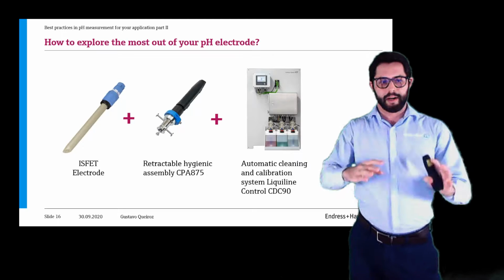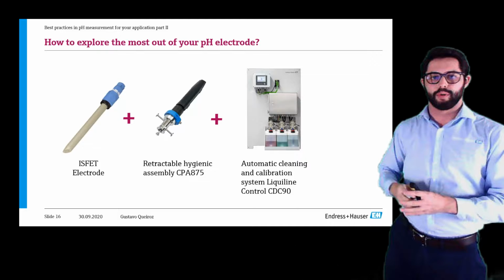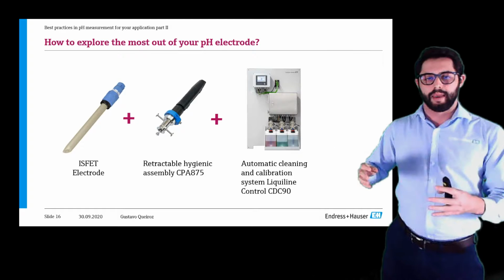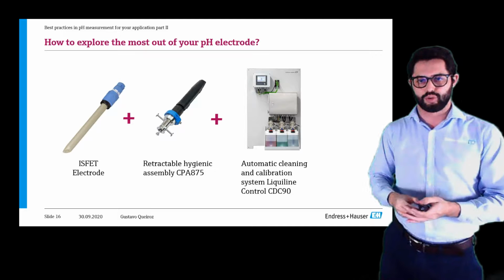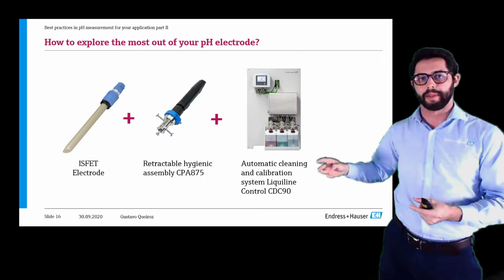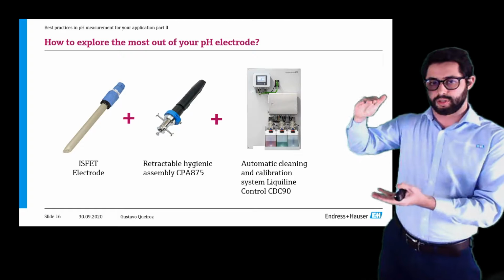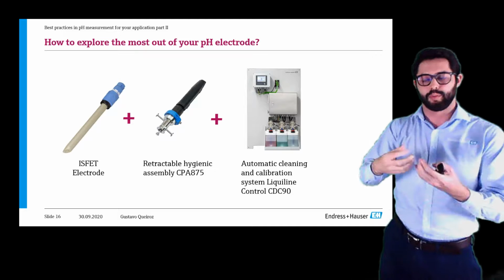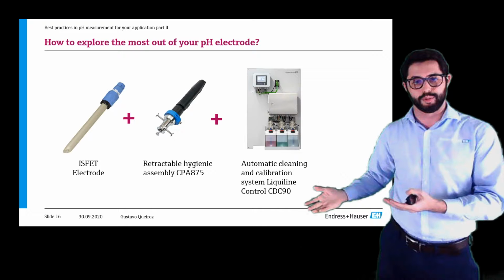So here is the solution we often promote for the food and beverage industry, the ESFET electrode retractable assembly. And if you want to reduce labor resources, you can always have an automatic cleaning and calibration system. As I mentioned before, the reference system has a very high salt concentration, and as soon as you place your pH electrode in your process, it will start to drift. It will start to lose the concentration due to diffusion.